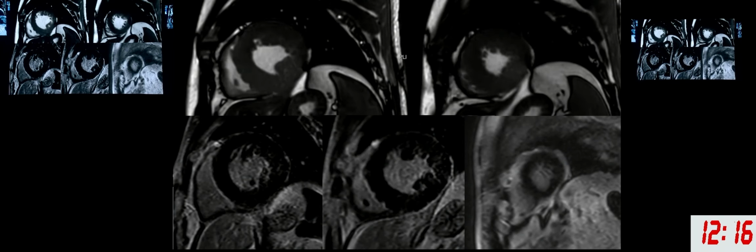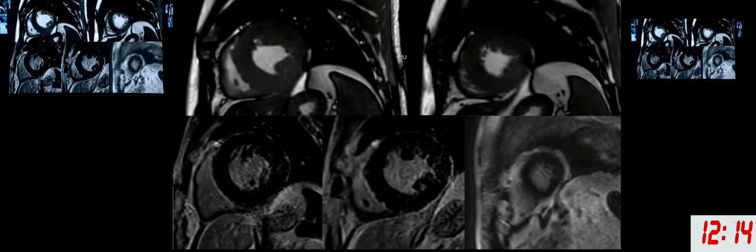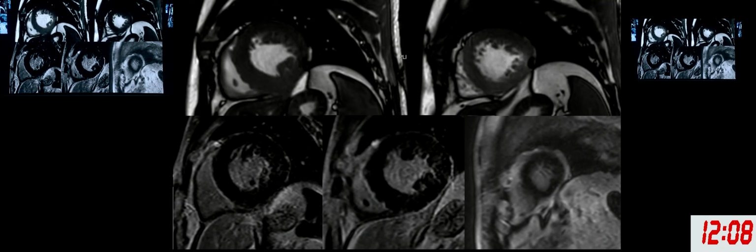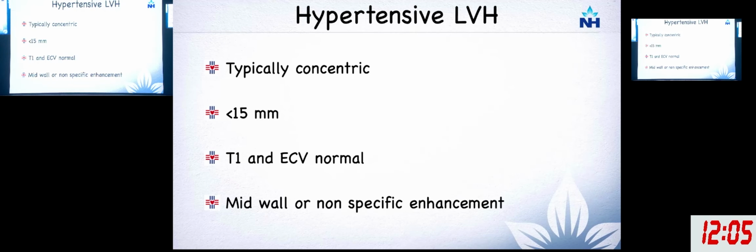Okay, and what we end up saying in this case is always that we need follow-up or a genetic testing, because there is no clear answer to say that this is X or this is Y. Typically, hypertensive hypertrophy should not be more than 15. You can still get more than 15 on the edges, but it should not be more than 15. Okay, it's concentric. It's not asymmetrical.